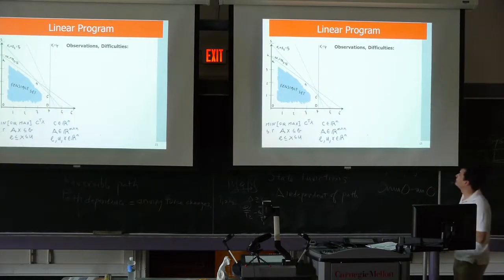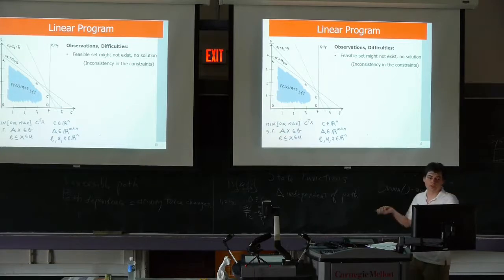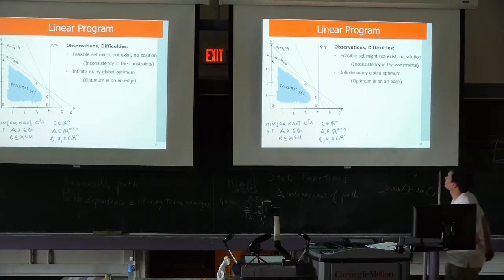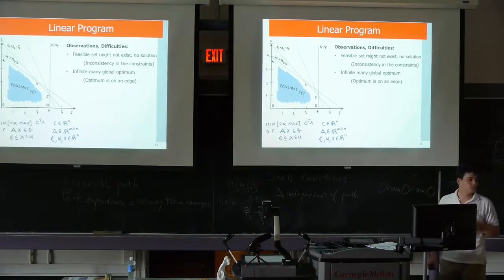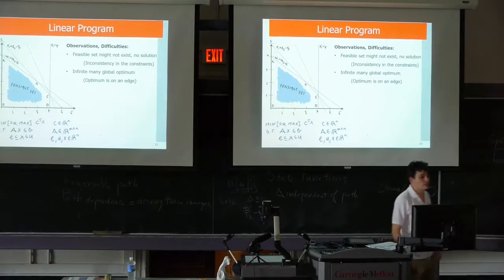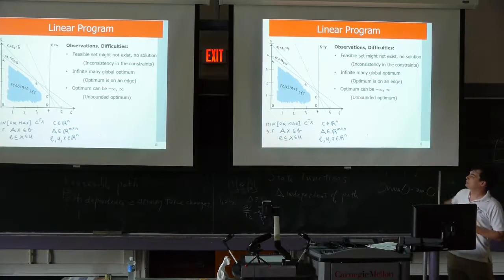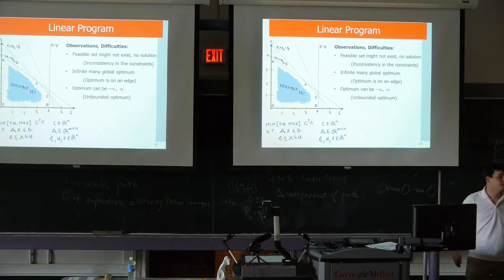Some difficulties: first, the feasible set might not exist. It might happen that the equations contradict each other, and then there's no feasible point. The other difficulty is that there might be infinitely many global optima, for example if a whole edge contains the global optimum, so it's not a corner. And depending on the system you want to solve, the infimum can be minus infinity or plus infinity. So we need an algorithm that can handle all these problems. Question?